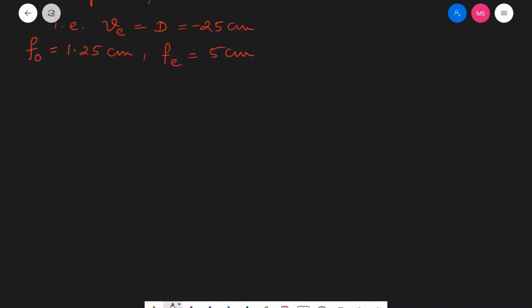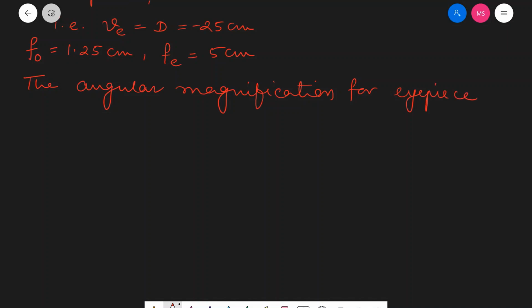Now, the angular magnification for eyepiece is ME equal to 1 plus D by FE. So that will be equal to 1 plus 25 by focal length of eyepiece, which is 5. So it is 1 plus 5 which is equal to 6. So you can say that angular magnification of eyepiece is 6.